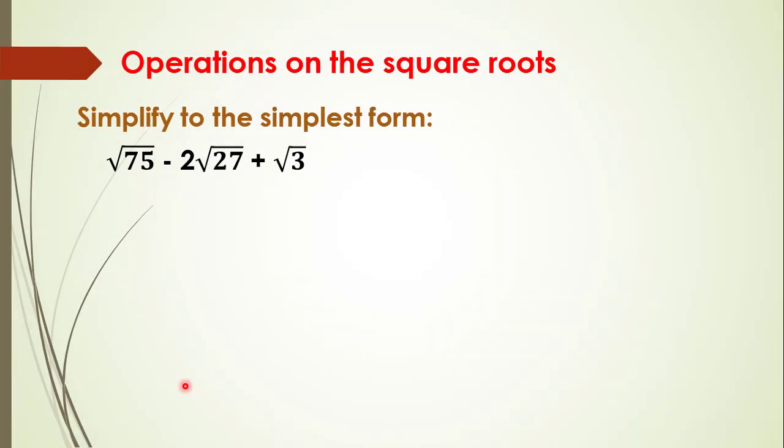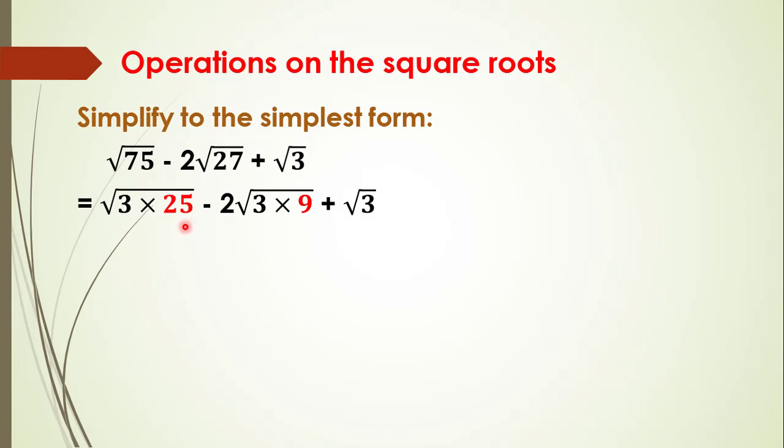Okay, let's take some exercises. The first one, simplify to the simplest form. Here we have root 75 minus 2 root 27 plus root 3. We can factorize 75 and we can use the fact that 75 equals 3 times 25. So root 75 means root 3 times 25. Here we have 27. 27 equals 3 times 9. And here we have root 3.